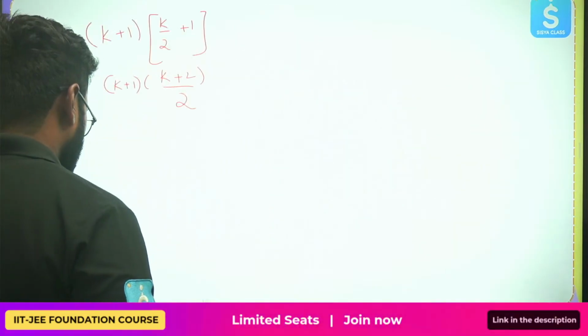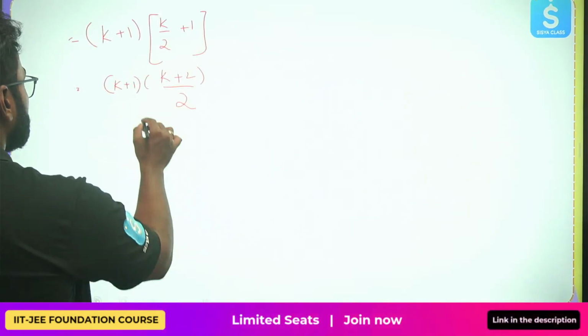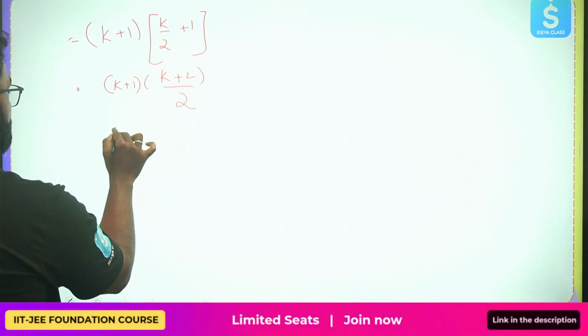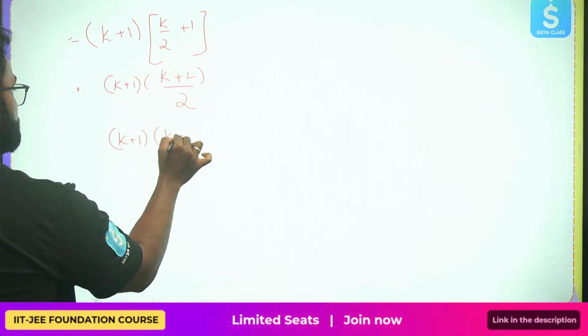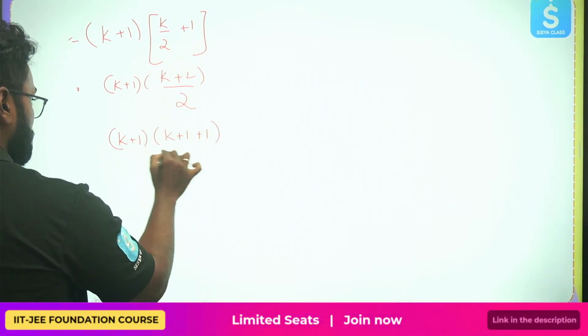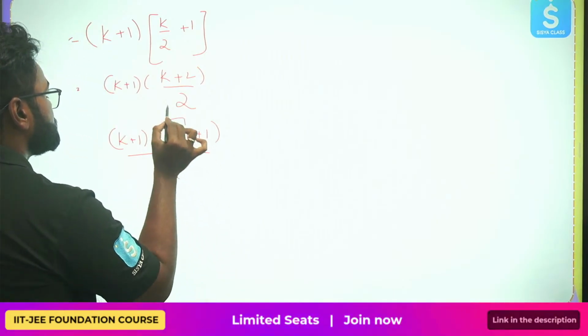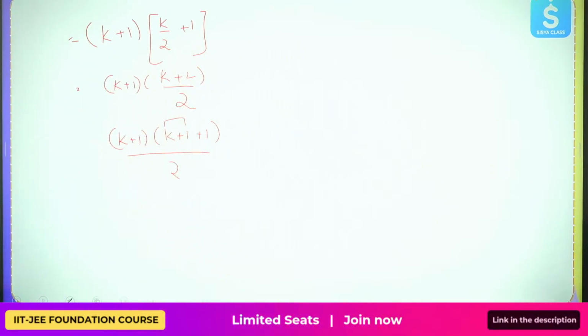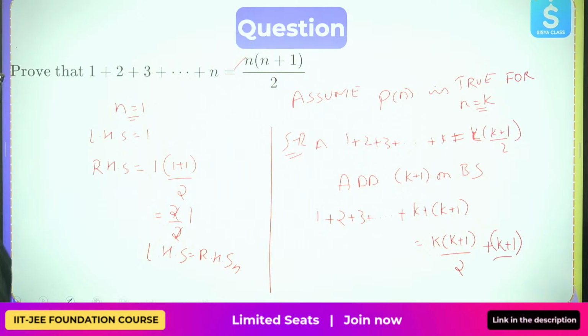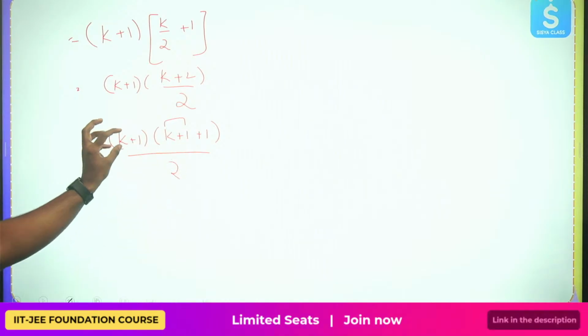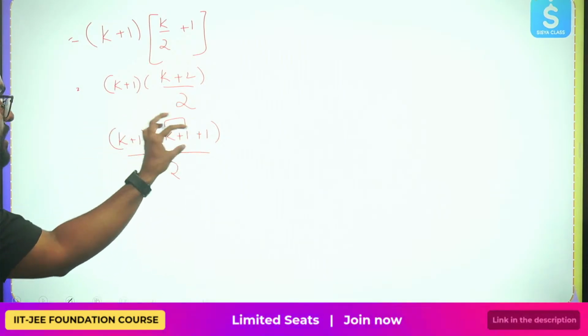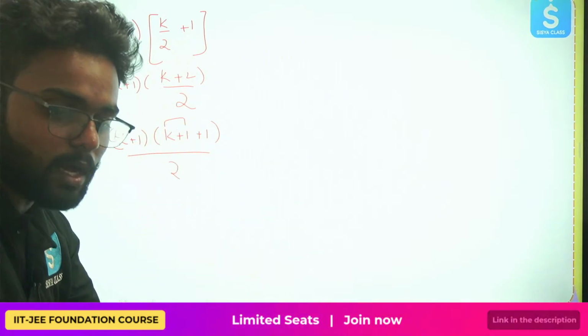I can write this as k plus 1 into k plus 1 plus 1 upon 2. So if you check this, this is 1. And if I check the LHS, what is my LHS? So that's equals to LHS. Got it? K into k plus 1. So basically this is the first term. This is k plus 1. If this is the first term, this is the second term. K plus 1 is the first term, k plus 1 plus 1.